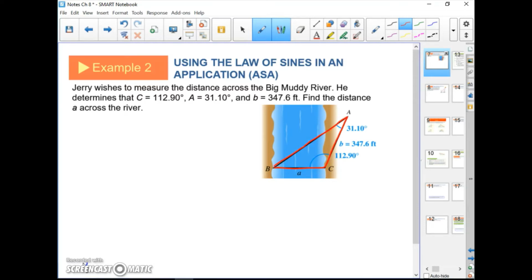But in your diagram, you might notice that we have an angle and a side and an angle. We've got angle, side, angle. And so angle, side, angle would tell me that this is case one, and we know we're using the law of sines, okay? So that's a big deal. Case one, we know we're going to be using the law of sines. Find the distance across the river. So the distance across the river is this distance right here.